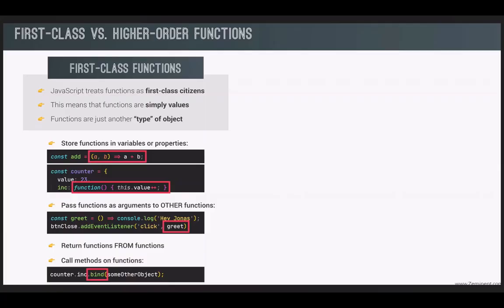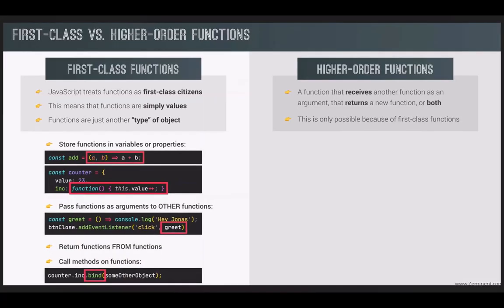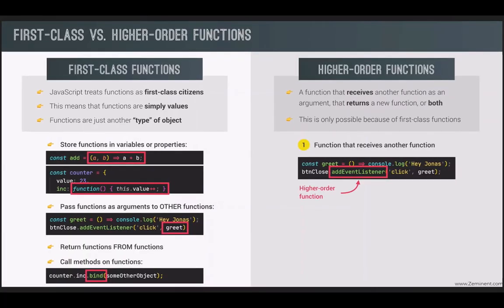All right. Now, the fact that JavaScript has first-class functions makes it possible for us to use and write higher-order functions. A higher-order function is either a function that receives another function as an argument, or a function that returns a new function. So let's check out both types here. First, for a function that receives another function, we have the same example as before. The addEventListener function is a higher-order function. Why? Well, because it receives another function as an input.